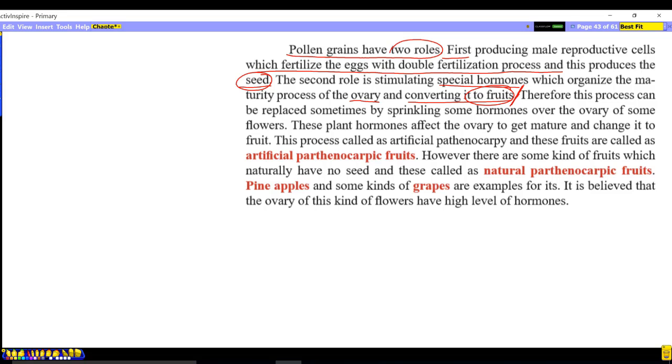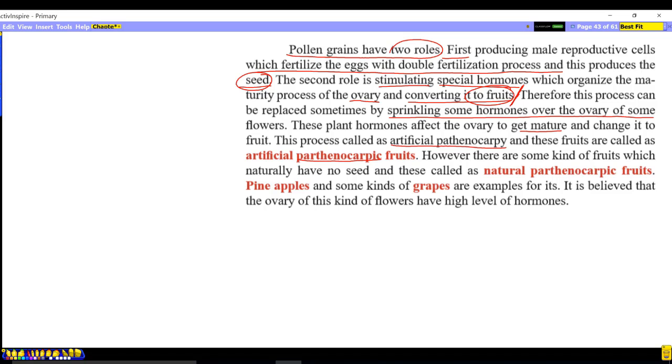But this process can sometimes be replaced by sprinkling some hormones over the ovary of some flowers. These plant hormones affect the ovary to mature, because the ovary, which is normally stimulated by fertilization, can be stimulated artificially, causing the flower to mature and the ovary to store food and form the fruit, but without fertilization. Because the hormone is added artificially, we call it artificial parthenocarpic fruits, which means artificial seedless fruits.